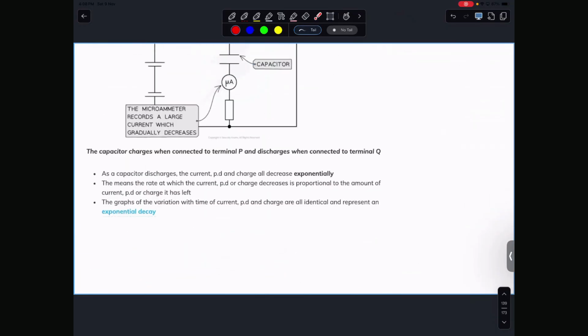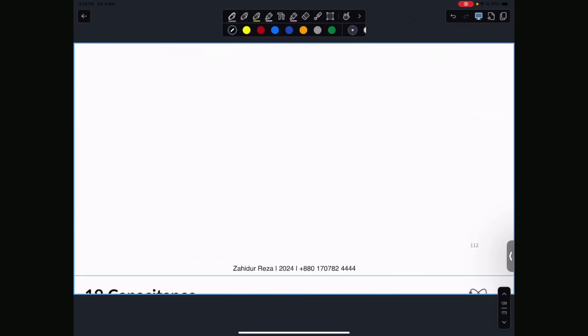Again, 112, let's try to understand. What is charging and discharging of a capacitor? This is a core topic. You have a separate division for this in your syllabus. Right, so you have a capacitor here. First, we'll learn how to charge it, and then we'll discharge it. So the syllabus focus is discharging. Just keep that in mind.